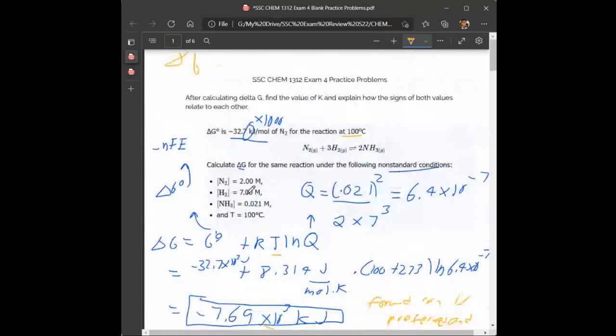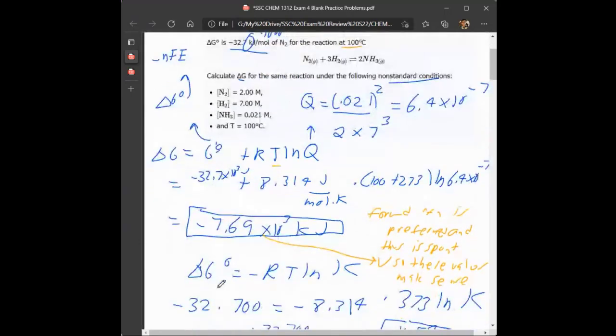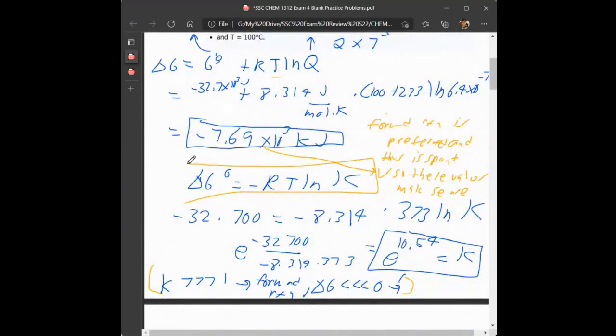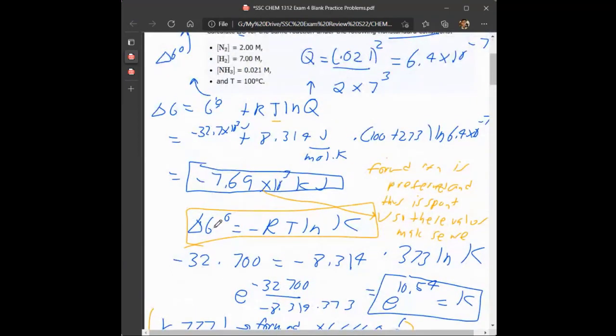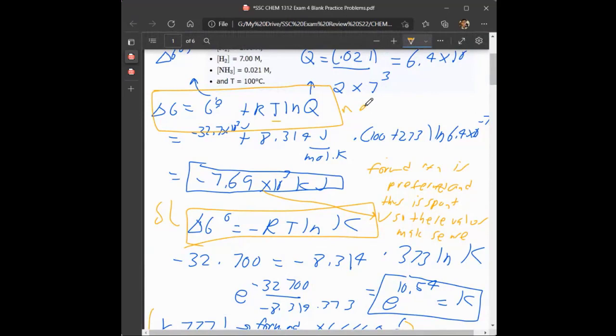Oh, you meant the one under the RT ln K. This one? Oh, okay. So this one is going to be just the delta G naught at standard conditions. And this one is non-standard.